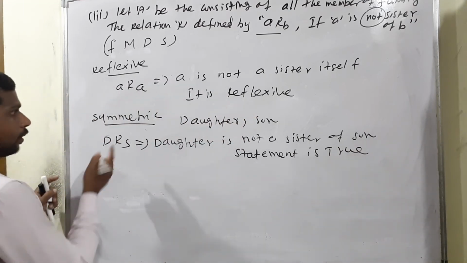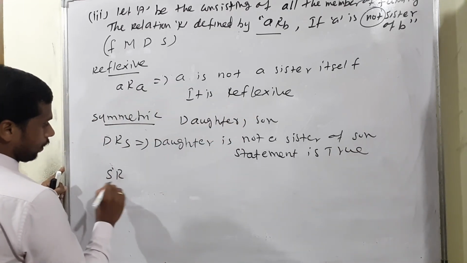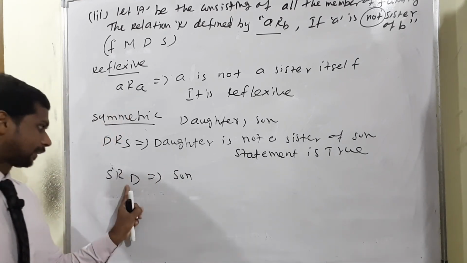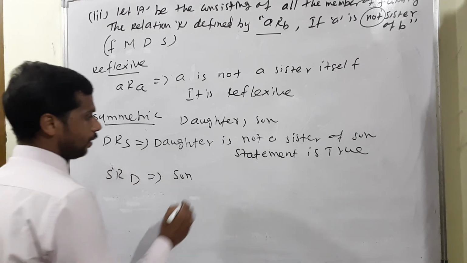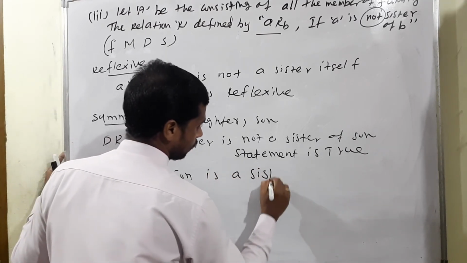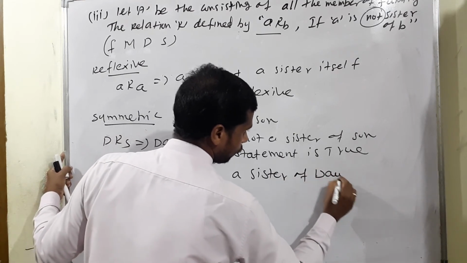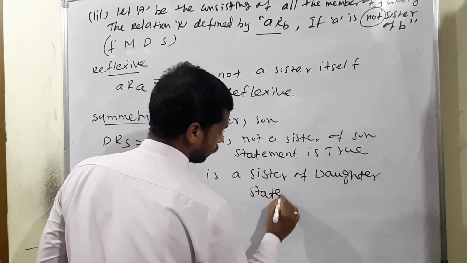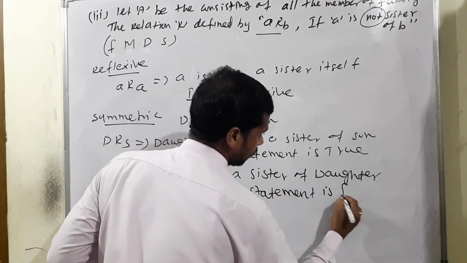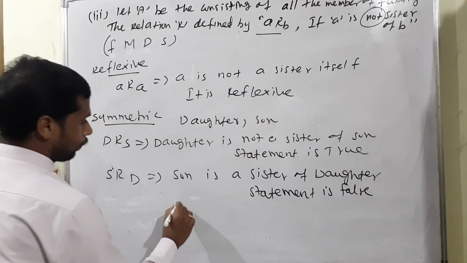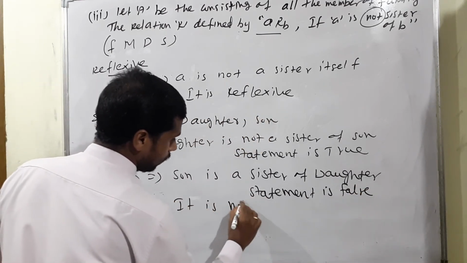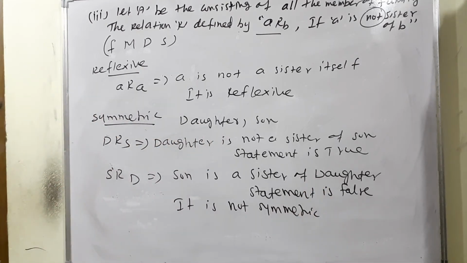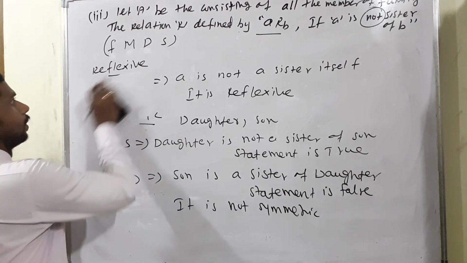But the second one, change it. Son related to daughter. Is it possible, no? Son is a sister of daughter? Therefore, the statement is false, no? The statement is false. Therefore, it is not symmetric. Next one, last one, transitive, isn't it?